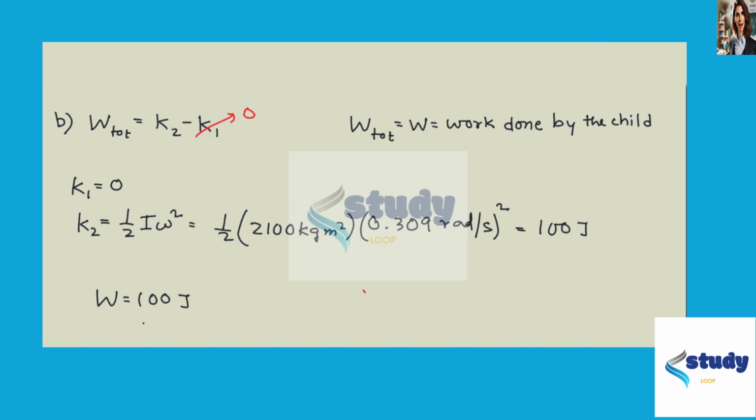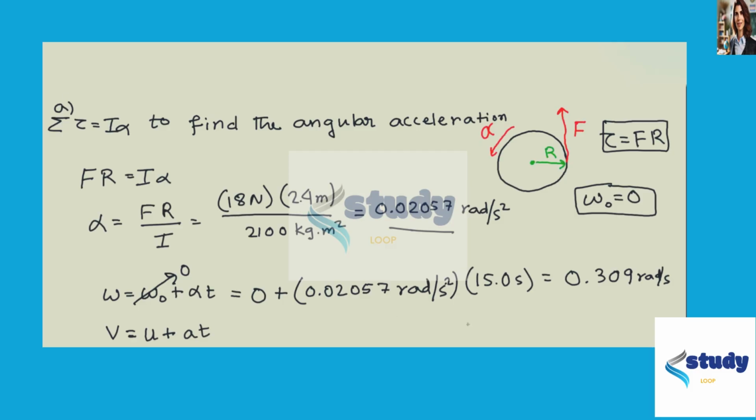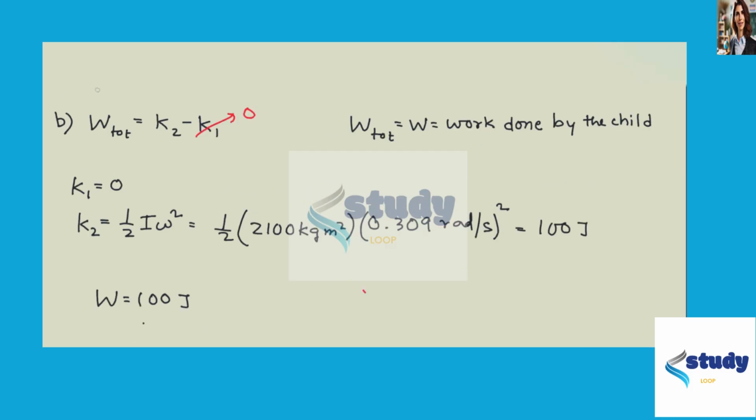For the final kinetic energy, K2 is equal to half I omega squared, where I is the moment of inertia and omega is the final angular speed, which we calculated here. Using I and omega, we see that K2 is 100 joules. As we can see here, W is equal to K2. So the work done will be 100 joules.